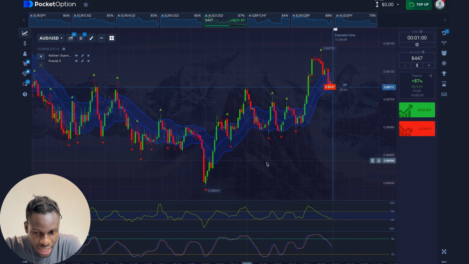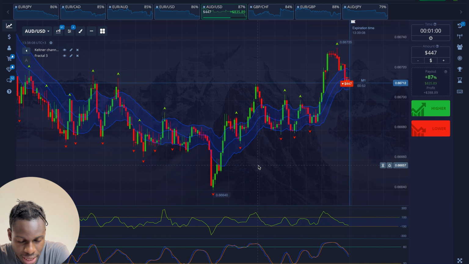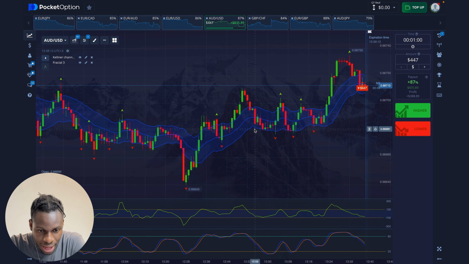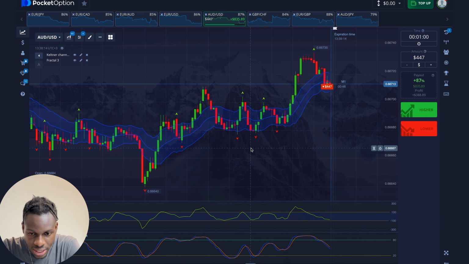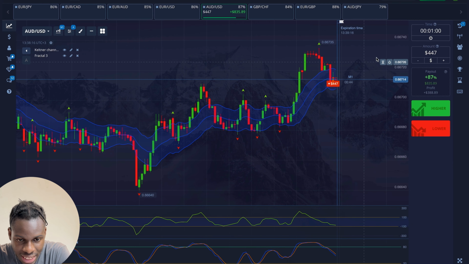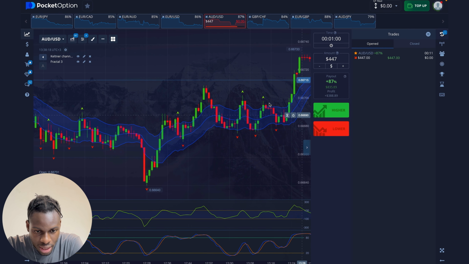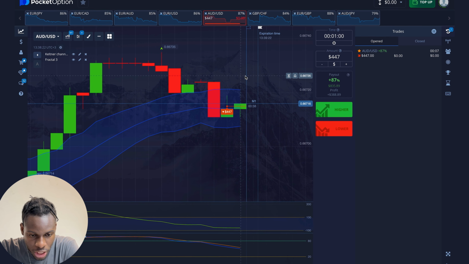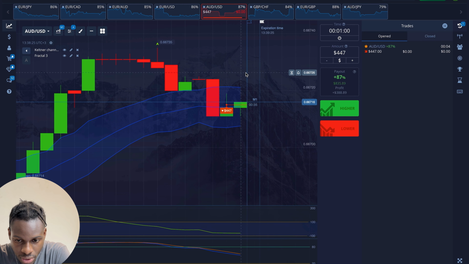So given the price dynamics, we can expect a pullback to go further down. We can see that each of the pullbacks were significantly going lower. So this pullback, we can also expect to go a bit lower.